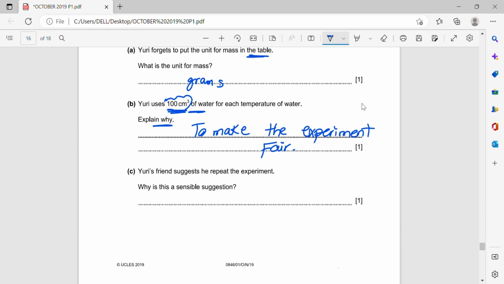Yuri's friend suggests he repeat the experiment. Why is this a sensible suggestion? Yes, it's better to repeat the results. Why? To check the results and increase the reliability of the results. So why is this a sensible suggestion? So he can check his results, or in other words, to increase reliability.